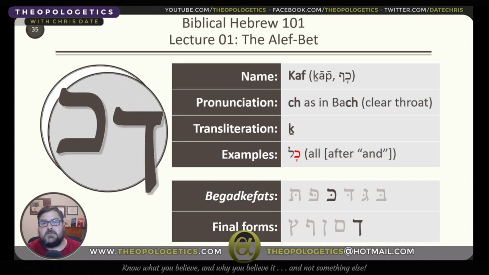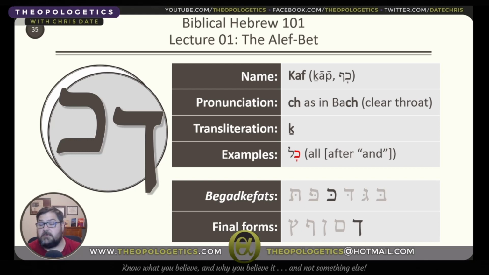So let's switch over to the form of this letter without the dagesh and its final form. When it appears without the dagesh, it is pronounced just like the chet, as a ch at the end of bach or lach, but wetter and rougher. So this is the sound.